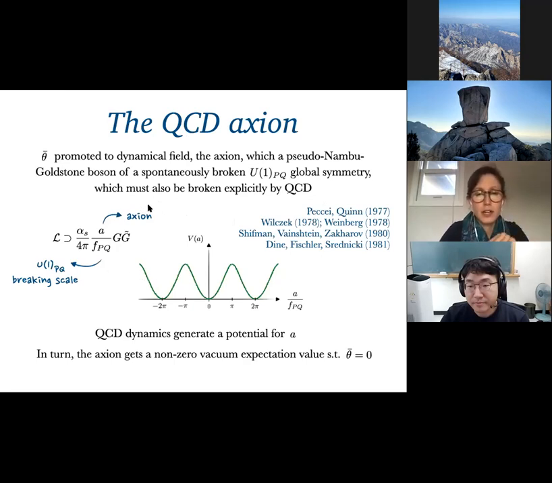In turn, QCD dynamics generate a potential for the axion that is periodic and has a minimum for a value of the axion vacuum expectation value such that the effective QCD vacuum angle completely vanishes, therefore solving the strong CP problem. So on the face of it, this is a very minimal and elegant solution to the strong CP problem, and a huge amount of experimental effort has gone into probing the axion paradigm.